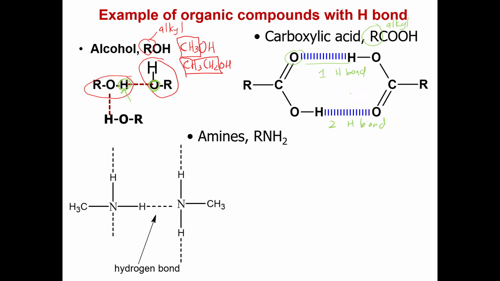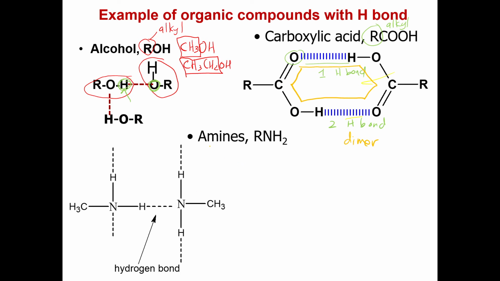Okay, and the special thing about carboxylic acid is that the hydrogen bonds form in this shape. We call this shape the dimer shape. Okay, it looks like this. Okay, this shape. So we call this shape the dimer shape. Okay, two hydrogen bonds per molecule.